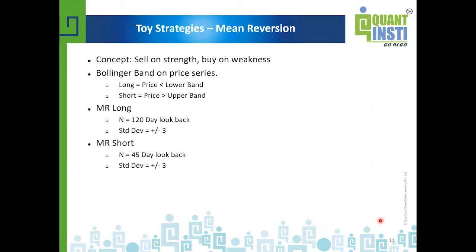Our signals are also very simple. If the close price is less than the lower band, we get long, and if the price is greater than the upper band, we get short. Again, we stick with the N-day look back of 120 days and 45 days for long and short, and plus or minus 3 standard deviations.